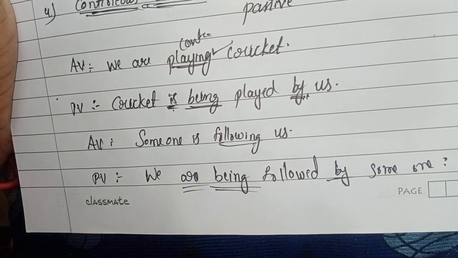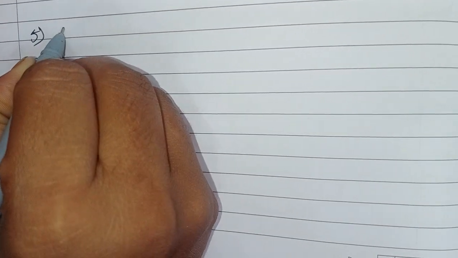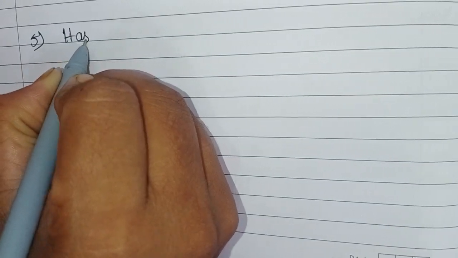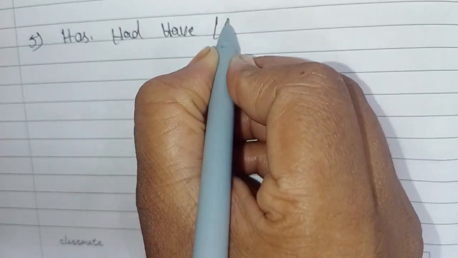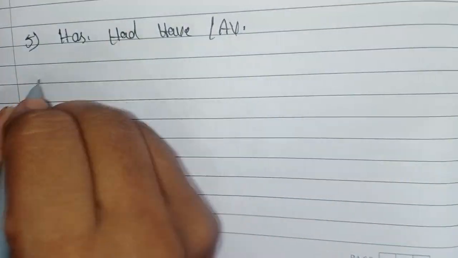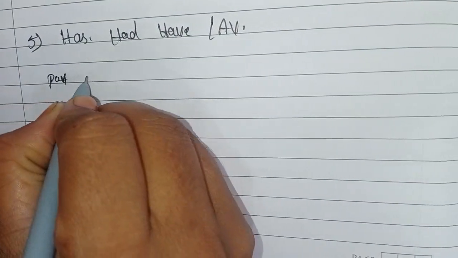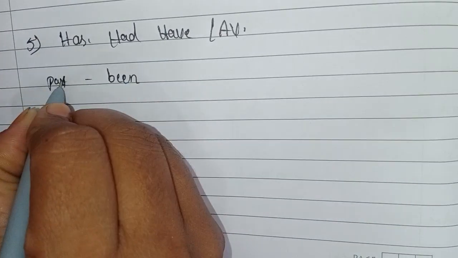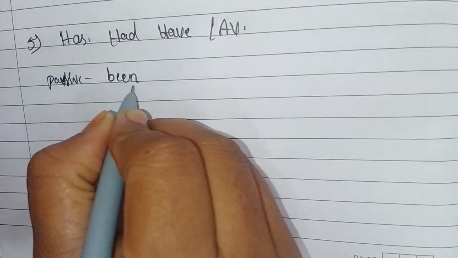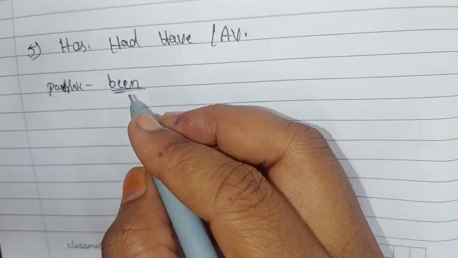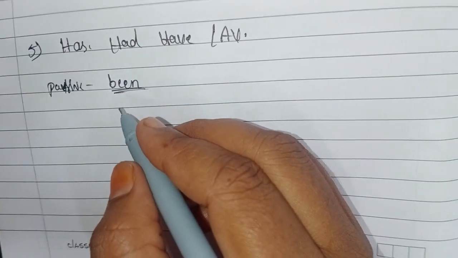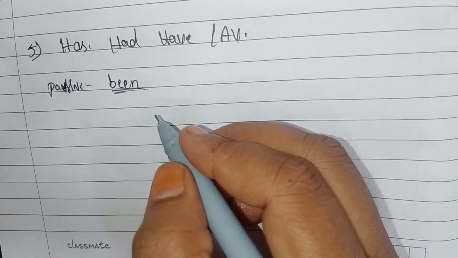Another small rule we have, the fifth rule: if we have has, had or have in the active voice sentence, when we change it into the passive voice, we use the word "been". Has been. When we change it into the passive voice, we convert it using "been".